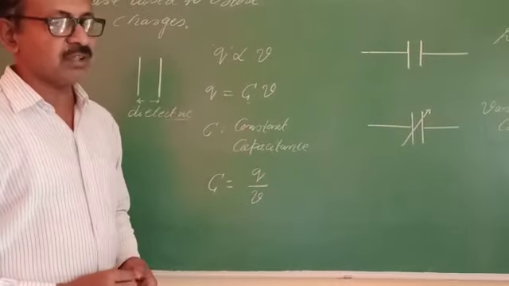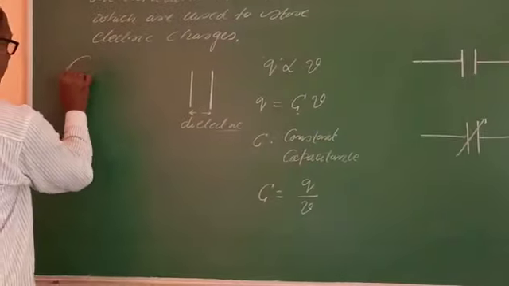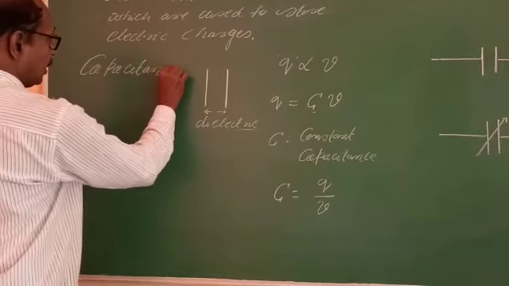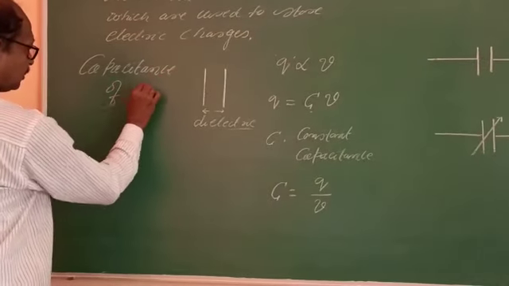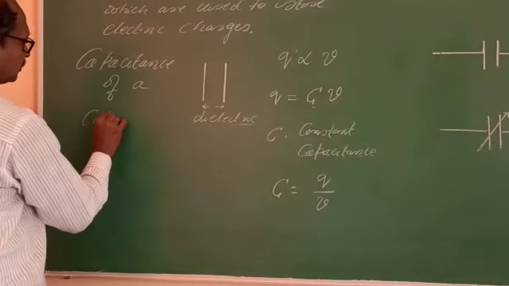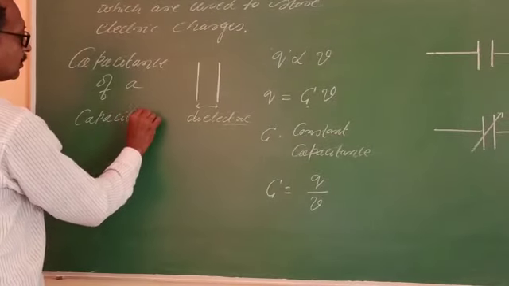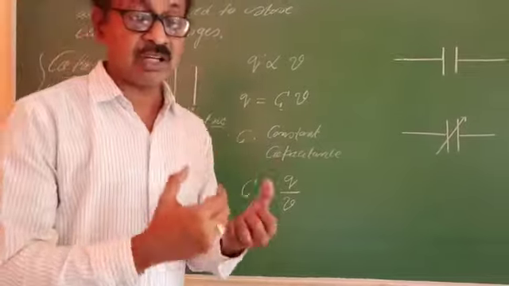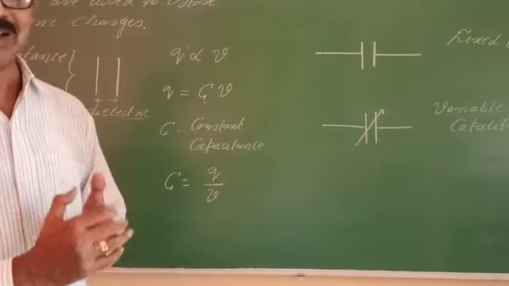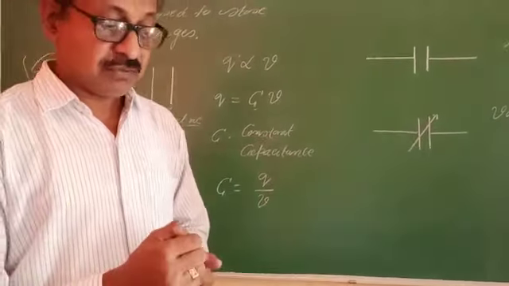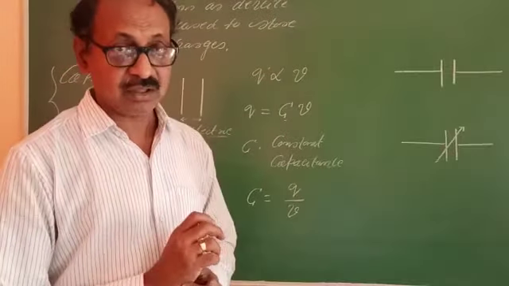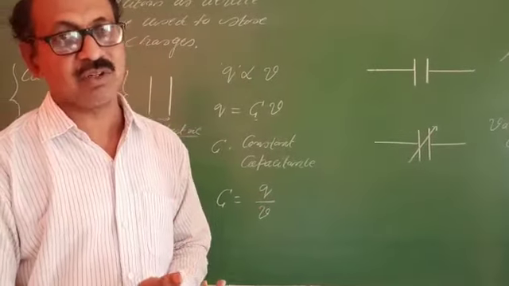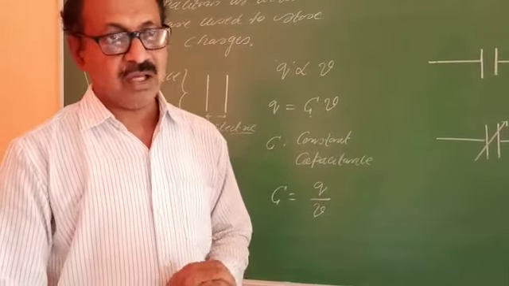So let us define the capacitance of a capacitor. What is the meaning of capacitance of a capacitor? It is an ability. The capacitance of a capacitor is the ability of conductors to store electric charges.